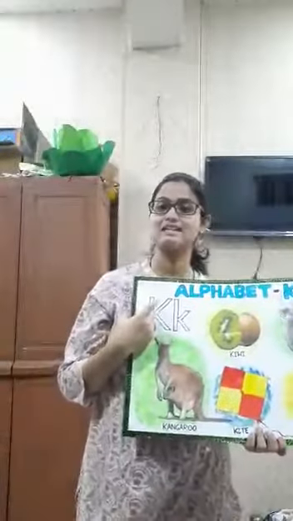Let us learn a rhyme on K now. K is a letter and its sound is K. K, K, K. K is the letter and its sound is K. K is for kiwi. K is for kangaroo. K is the letter and its sound is K.